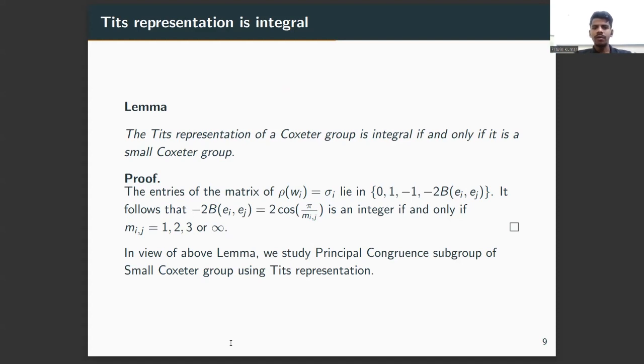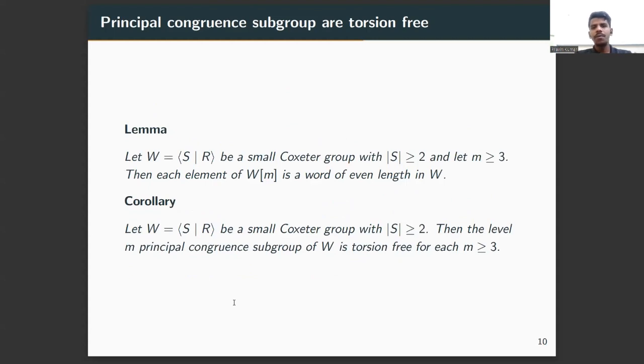The proof is basically noticing the entries of the matrix. Okay. So in view of the above lemma, we study the principal congruence subgroups of small Coxeter groups using the Tits representation. Our first observation is that the principal congruence subgroups are torsion free.